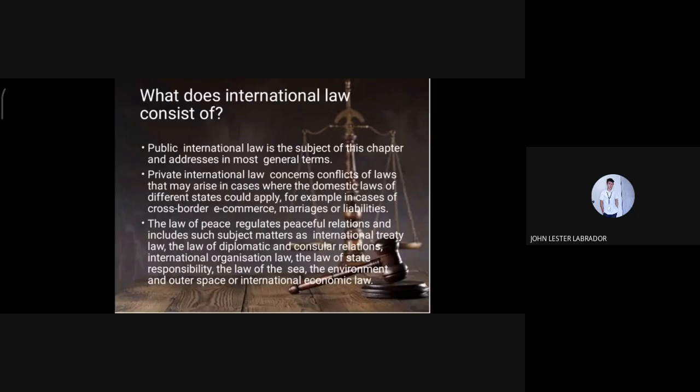The law of peace regulates peaceful relations and includes such subject matters as international treaty law, the law of diplomatic and consular relations, international organization law, the law of state responsibility, the law of the sea, the environment, outer space, and international economic law. International treaty law is a formal, legally binding written agreement between actors in international law, agreements between sovereign states or countries.